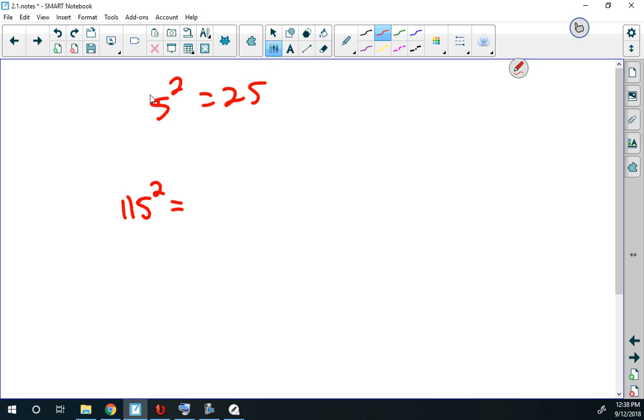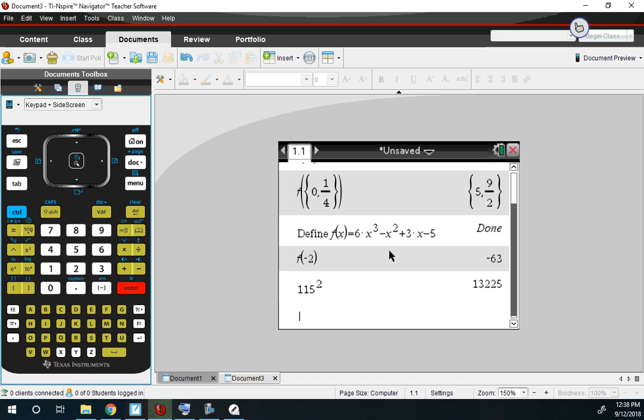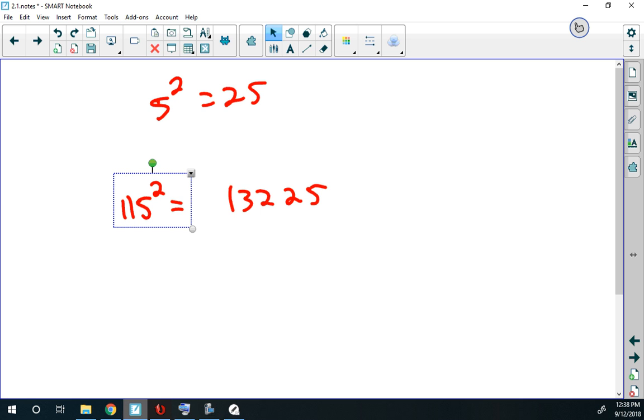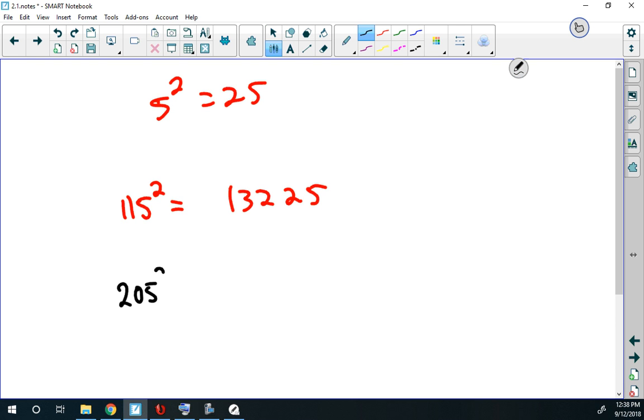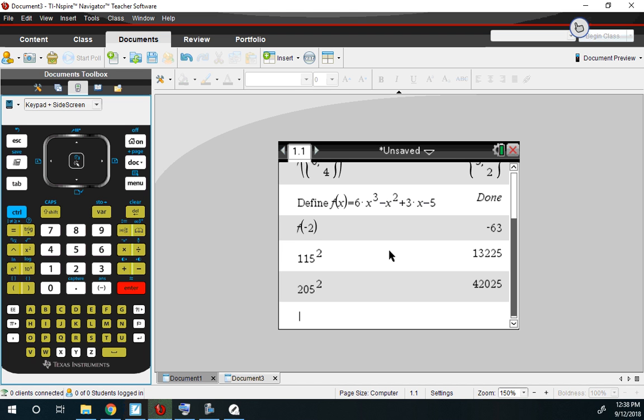11 times 12 is 132. This is going to be 13225. If you don't believe me, try it. 115 squared. Dude, that's really cool. Could you take 205 and square it? 20 times 21 is, I think, 420, and then it's going to end in 25. 205 squared. Dude, that's crazy. That's Mrs. Carlson. She taught me that.